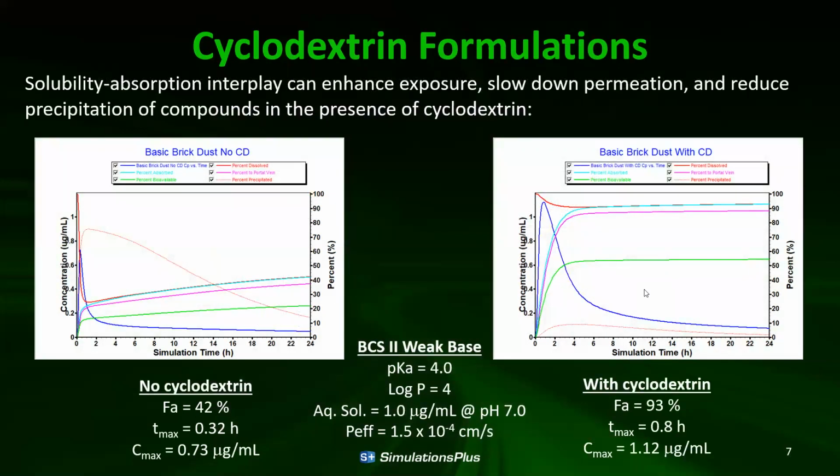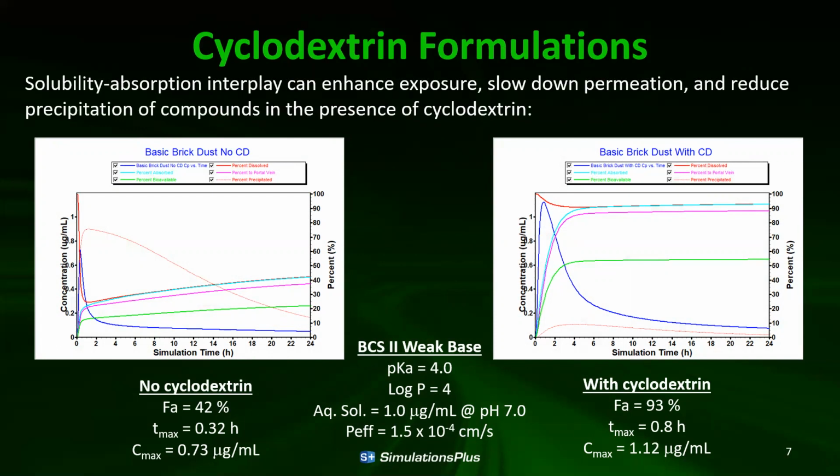If you look on the right-hand side, this is where we have included the cyclodextrin effect. So this is with cyclodextrin, and the fraction absorbed has increased to 93%. The Tmax has slowed to 0.8 hours, and the Cmax has increased to 1.12 micrograms per mL. So this solubility-absorption interplay has enhanced the exposure.